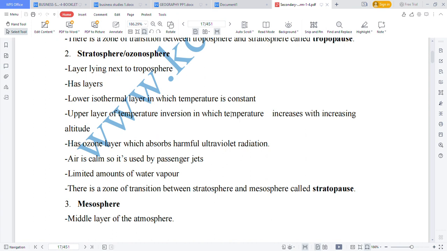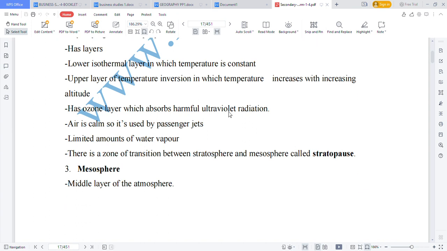The other one is number 2. We are going to talk about the stratosphere or ozonosphere. The stratosphere is also called the ozonosphere. It is a layer existing above the troposphere. The lower part is an isothermal layer in which temperature is constant. The upper layer is a temperature inversion in which temperature increases with increasing altitude.